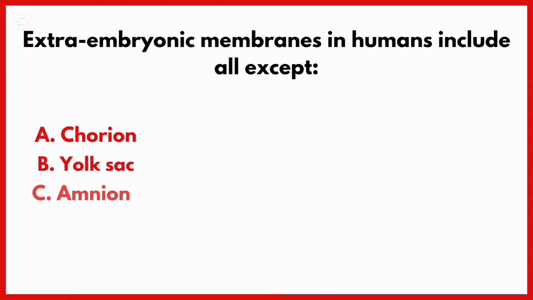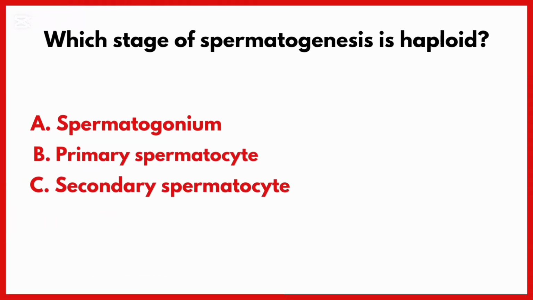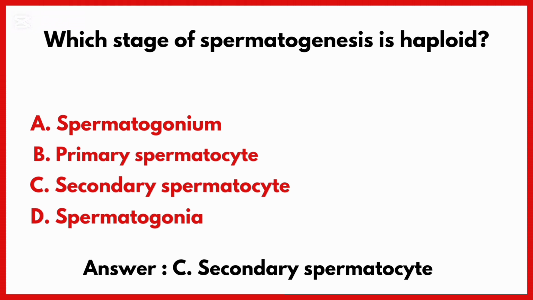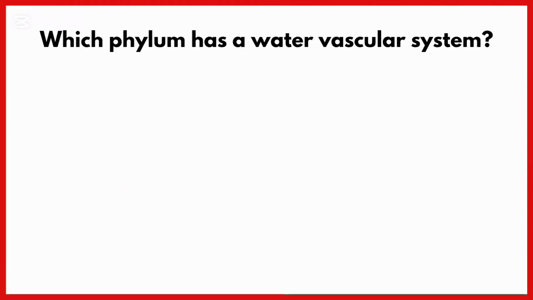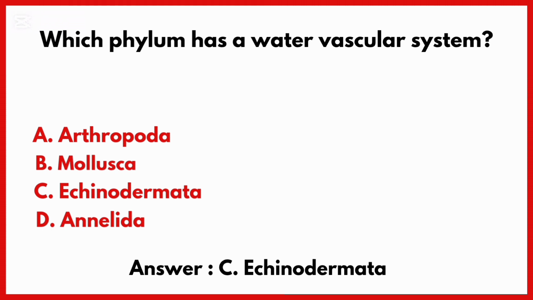Extraembryonic membranes in humans include all except. Correct answer is option D. Which stage of spermatogenesis is haploid? Correct answer is option C. Secondary spermatocyte. Which phylum has a water vascular system? Correct answer is option C. Echinodermata.